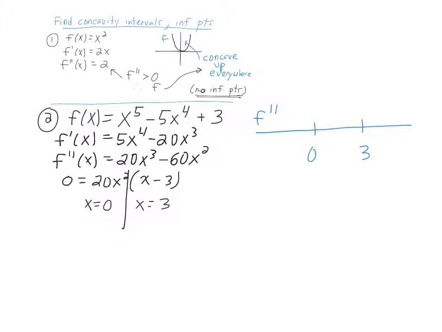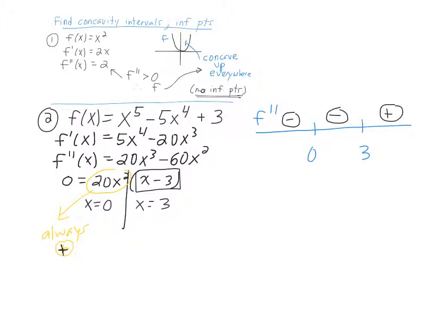Now, let's work smart here. This 20x squared is always going to be positive, right? So we don't have to bother plugging into that. That's always going to be a positive number. So we really just need to focus on this x minus 3 factor. So plug in -1, we're going to get a negative there. Plug in +1, look at that, the signs don't change. We get another negative, and then plug in something like 4, we get a positive.